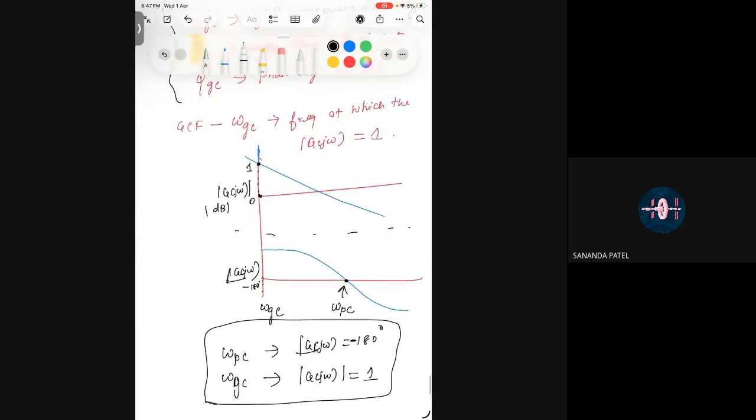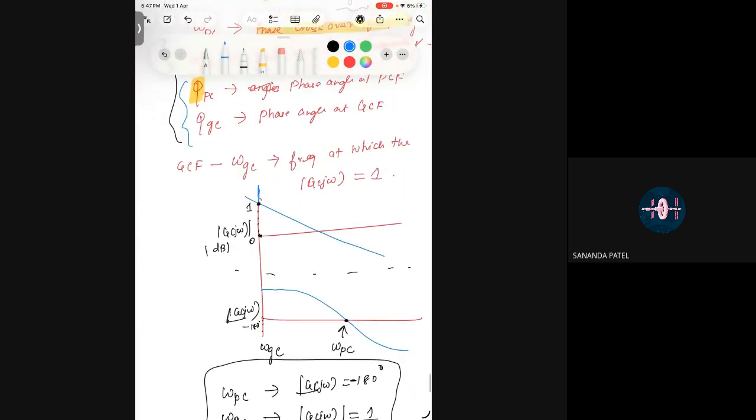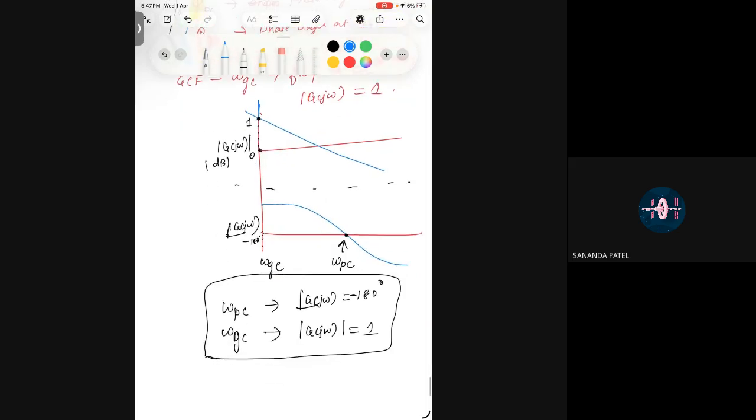Now the additional term phi we have discussed here, no? So the phase angle, and this is where the gain is equal to 1. The frequency at which the gain becomes 1 is the gain crossover frequency. The phase angle here is phi, the phase angle at gain crossover frequency. Clear? This is the phase angle at phase crossover frequency. Both are the same, minus 180. Always it will be minus 180. Clear?